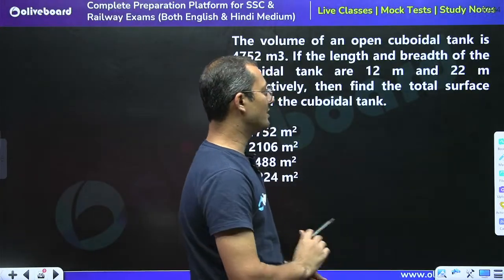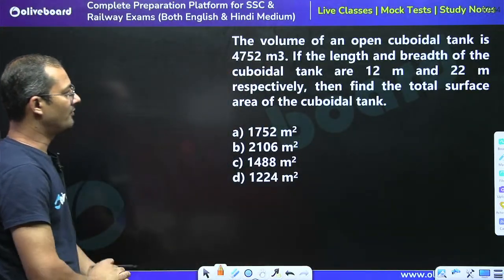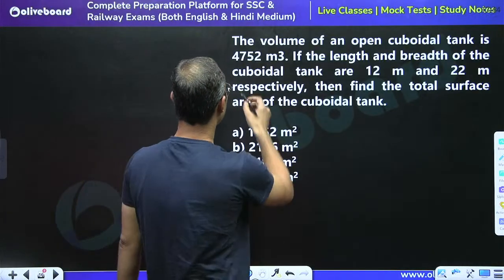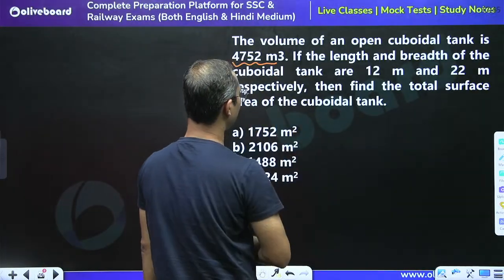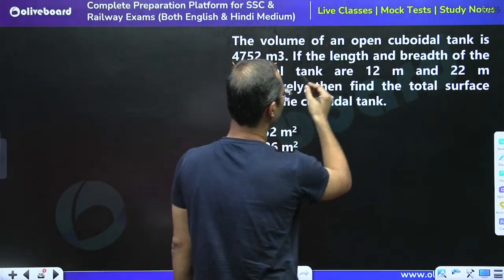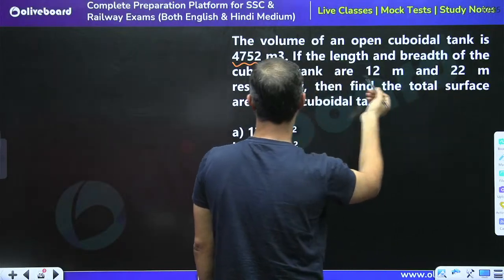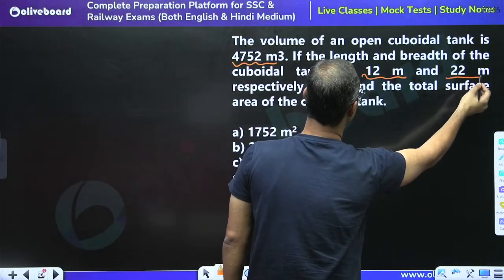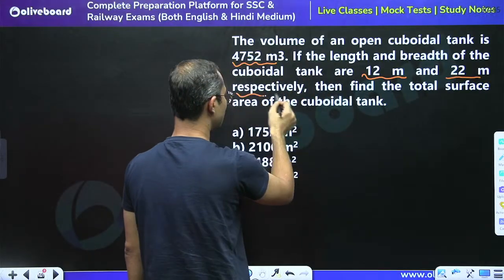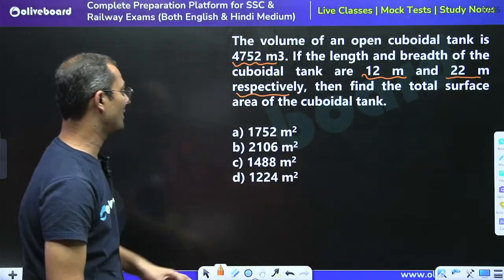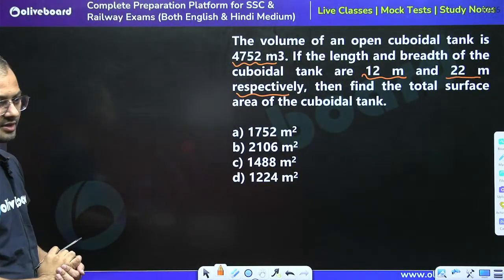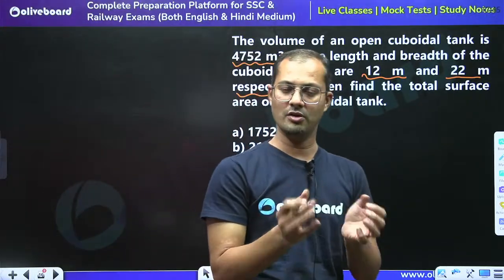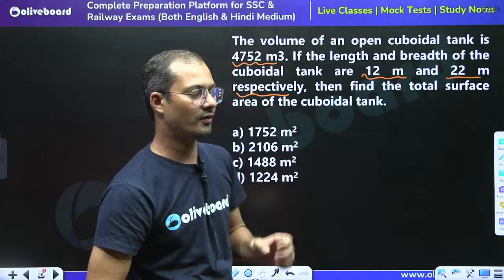Please tell me what is the answer for this question. The volume of an open cuboid tank is 4752 meter cube. If the length and breadth of the cuboidal tank are 12 meter and 22 meter respectively, then find the total surface area of the cuboid. See, there is no change in the volume, whether it is open or closed.